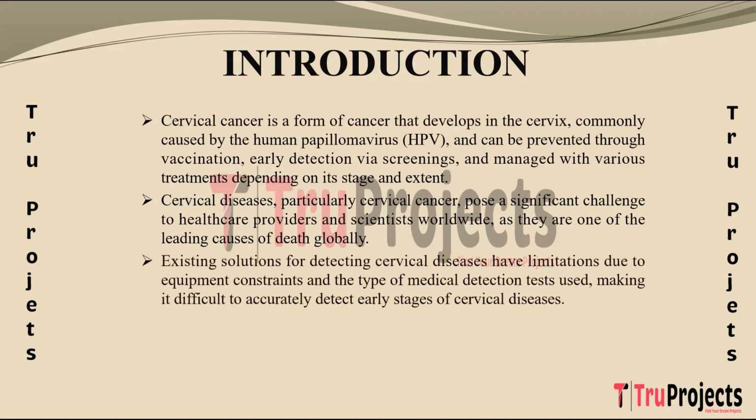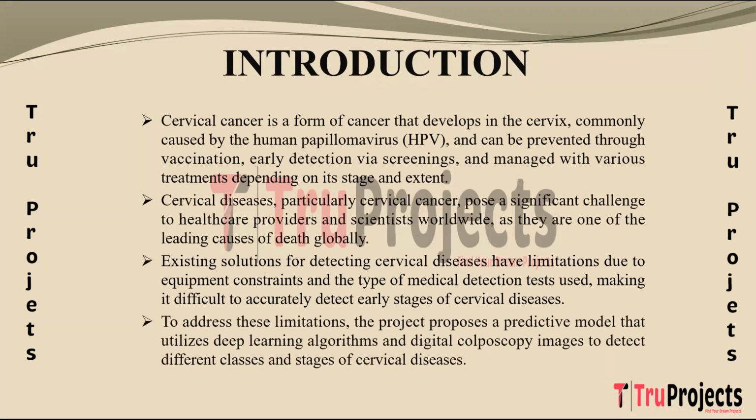Existing solutions for detecting cervical diseases have limitations, including equipment constraints and the types of tests used. These limitations hinder accurate early detection, impacting the ability to identify cervical diseases in their initial stages. The project introduces a novel approach employing deep learning algorithms and digital colposcopy images to overcome the limitations of existing detection methods. By utilizing advanced technology, this predictive model aims to identify various classes and stages of cervical diseases more accurately.